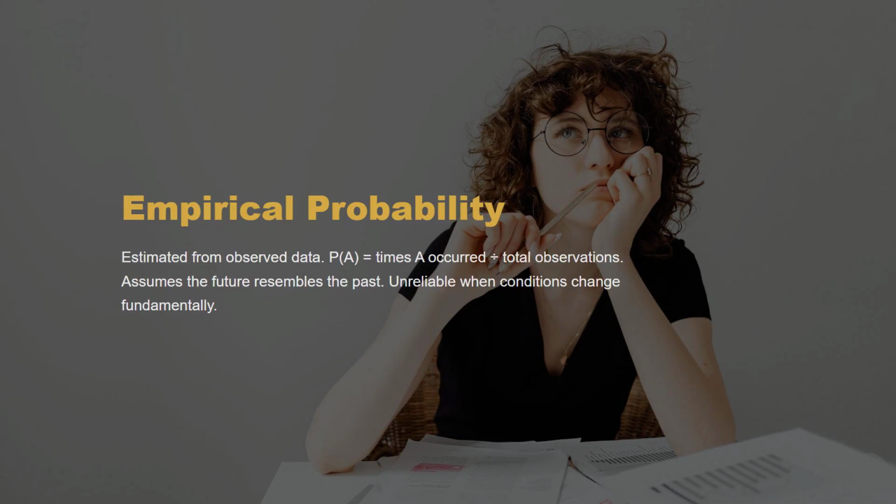Empirical probability has a weakness. It assumes the future will resemble the past. If market conditions change fundamentally, as they did in 2008, historical frequencies become unreliable. The formula is the same structure. Probability of A equals the number of times A occurred divided by the total number of observations.